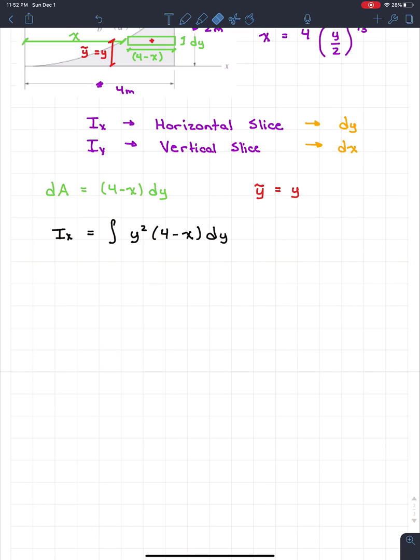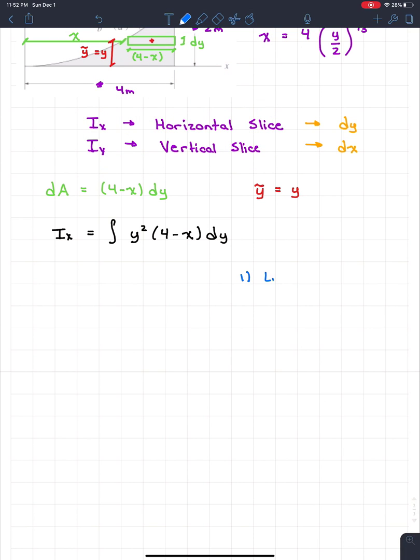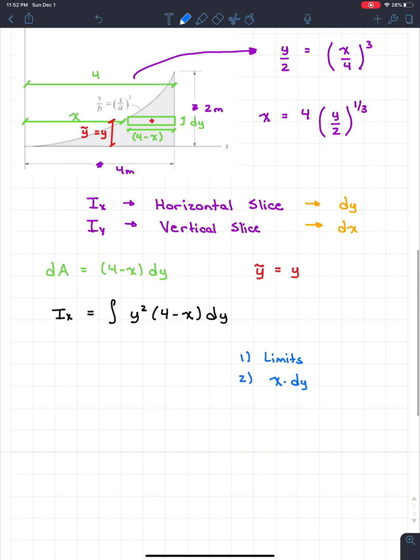But now we have two problems, just like we would in centroids. First one is, actually I'll write these down so you guys know exactly what they are. So problem number 1, limits. We need to know what we're integrating through, which are the boundaries of our curve. And the second one is we have an x times dy. We can't integrate x with respect to dy. But what's nice is we have a nice formula here to change our x into a function of y. So we're going to substitute this in and then find our limits.